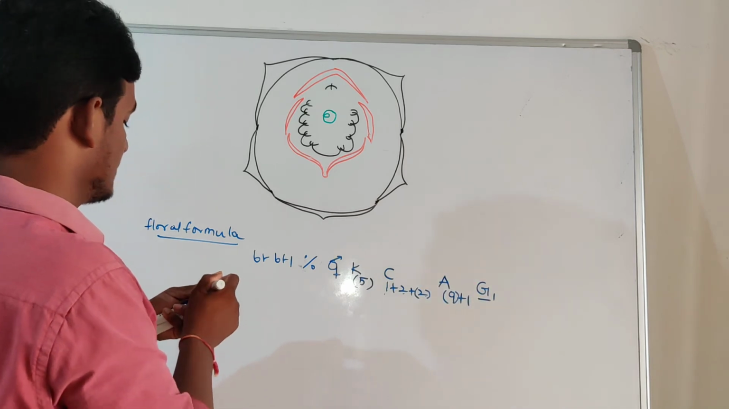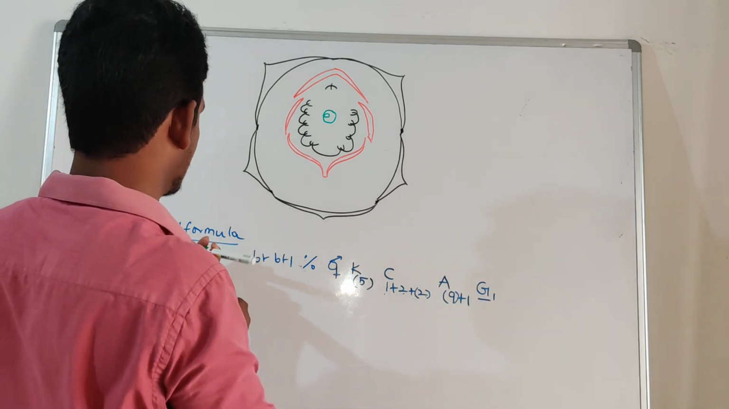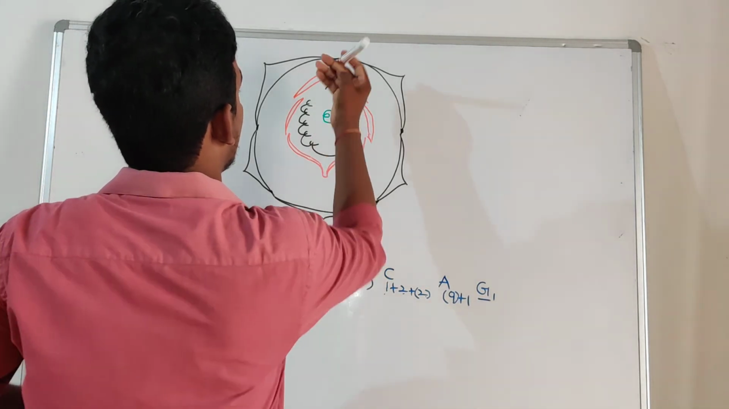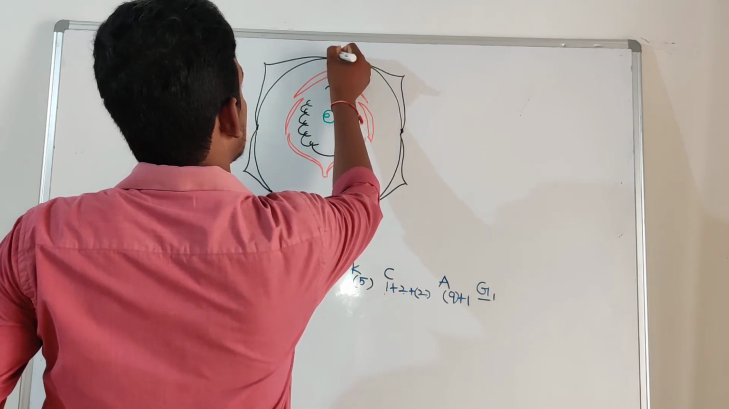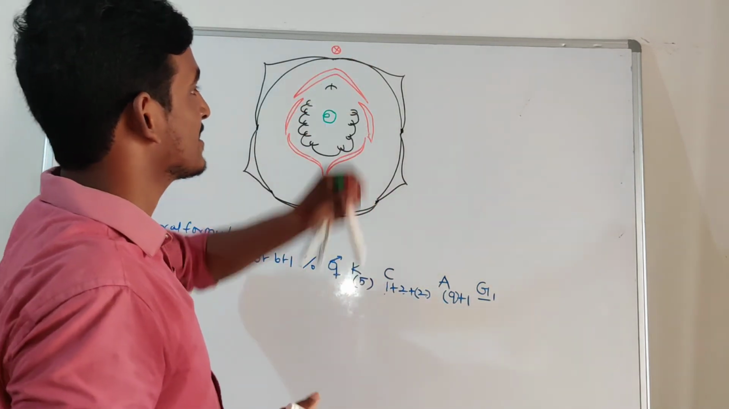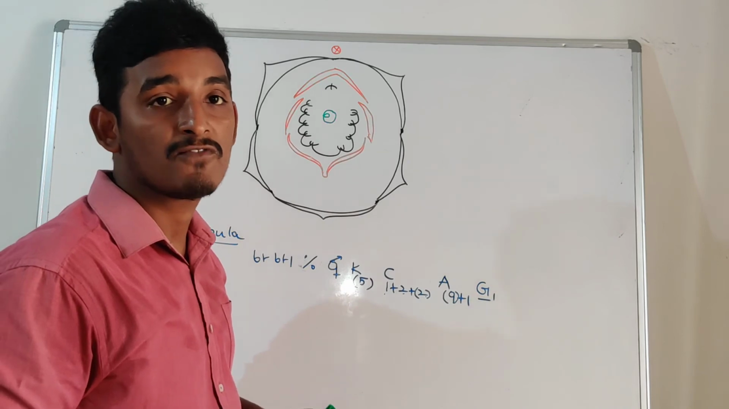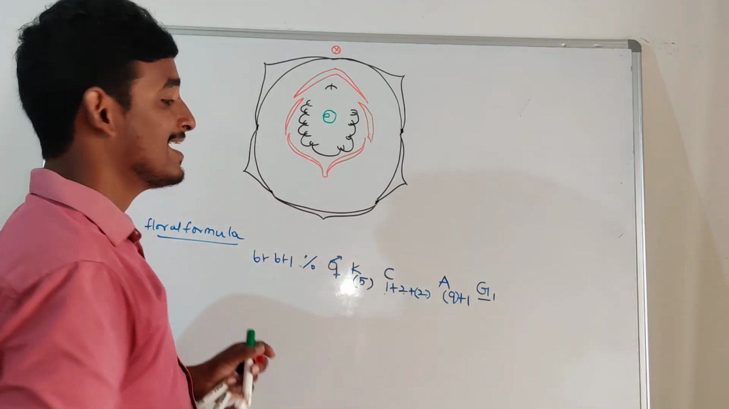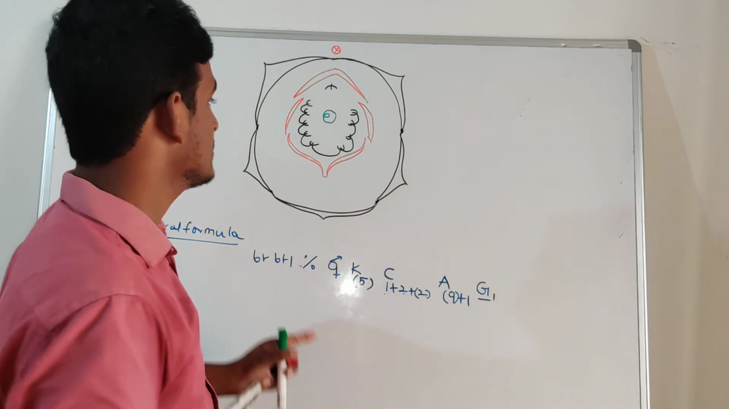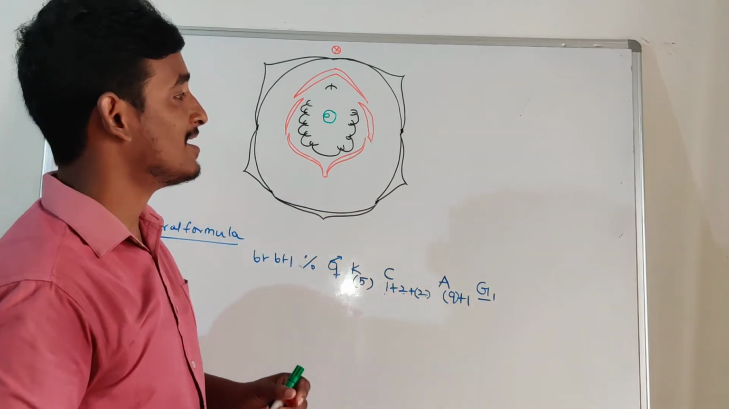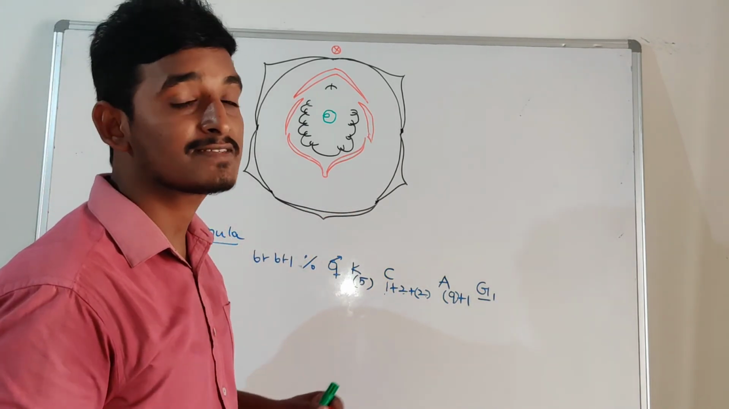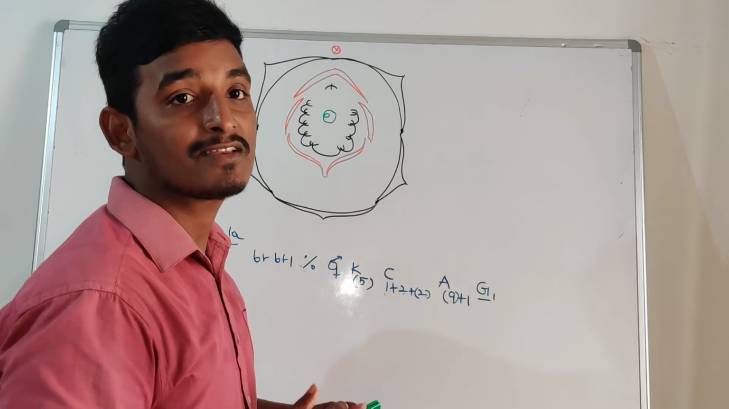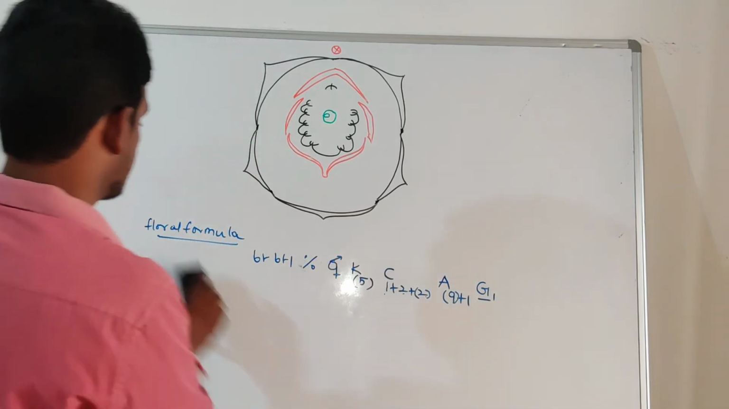Here the mother axis we are representing with a dot or circle. It represents the posterior part of the flower, and the bracket represents the anterior part of the flower, right? So it is about the floral diagram. Later we will discuss the economic importance related to the Fabaceae family.